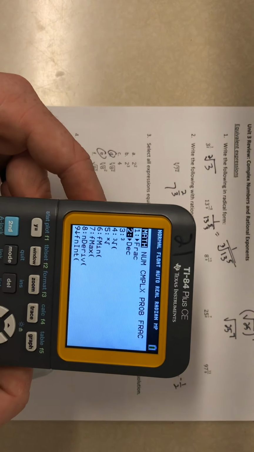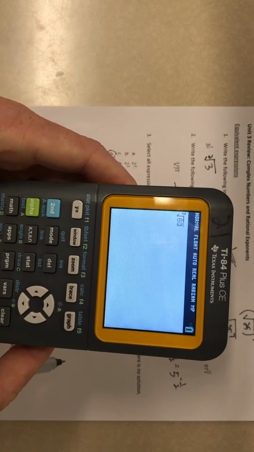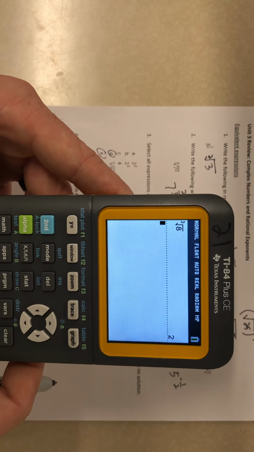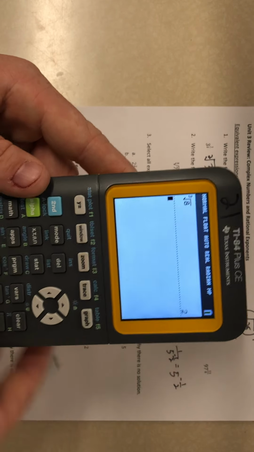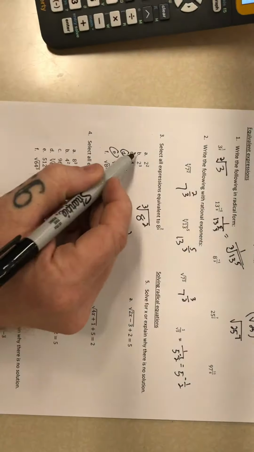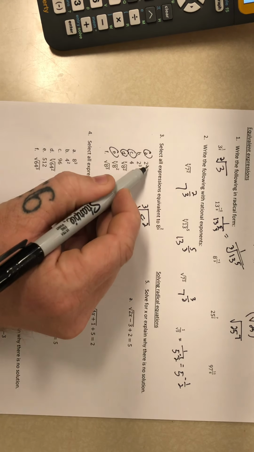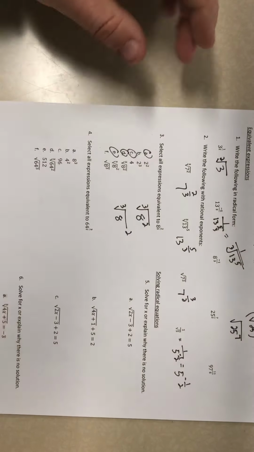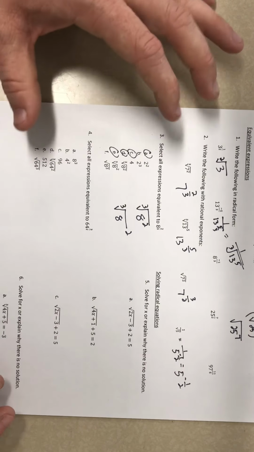So then what we have to do is figure out what the cube root of 8 squared actually is. So we're going to go to math, go down to the cube root, type in 8, hit enter, and then square that. So 2 squared is 4. So 4 will be our other answer, and we also have A because 2 squared is 4. And that would be the same thing that you do for number 4.